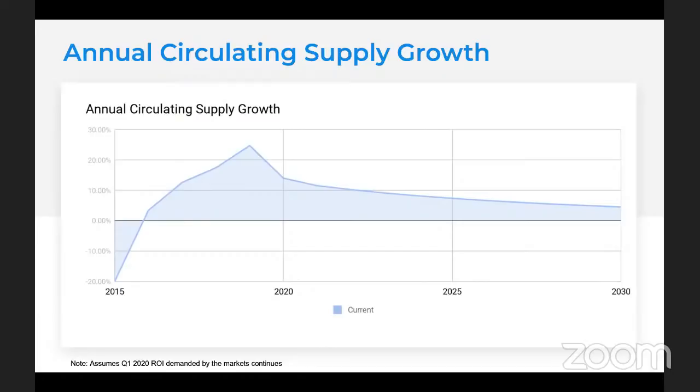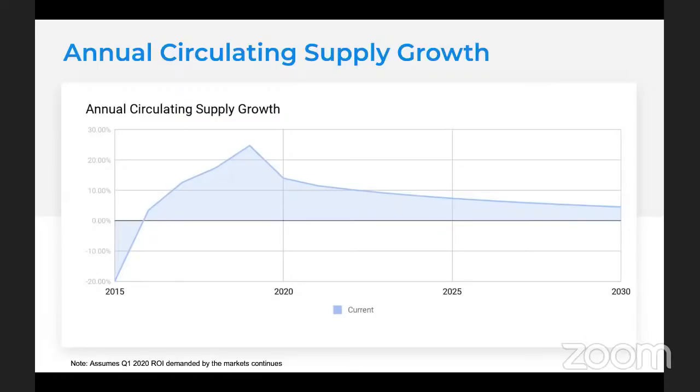when we take that same set of projections as well as our historical data prior to 2020 and plot that out over time, what we find is that the annual circulating supply growth actually was contracting back in 2015, stayed very tight in 2016, and the first half of 2017.